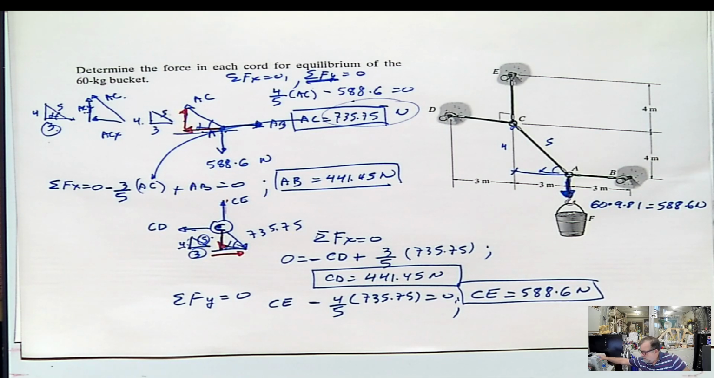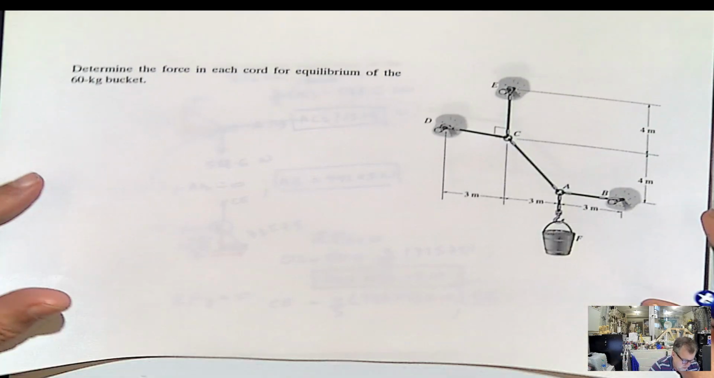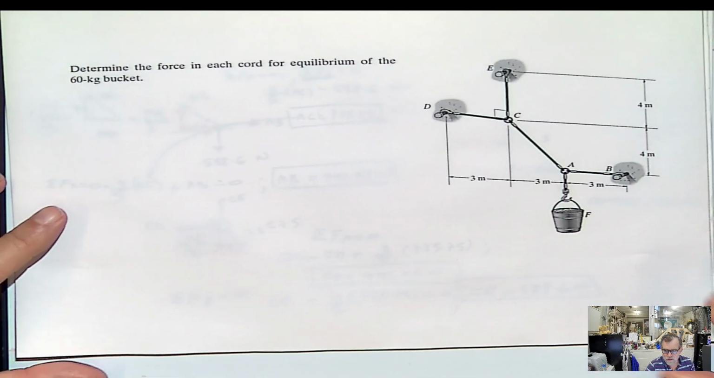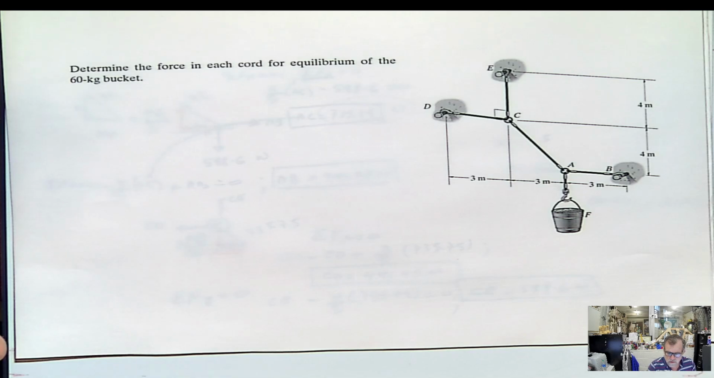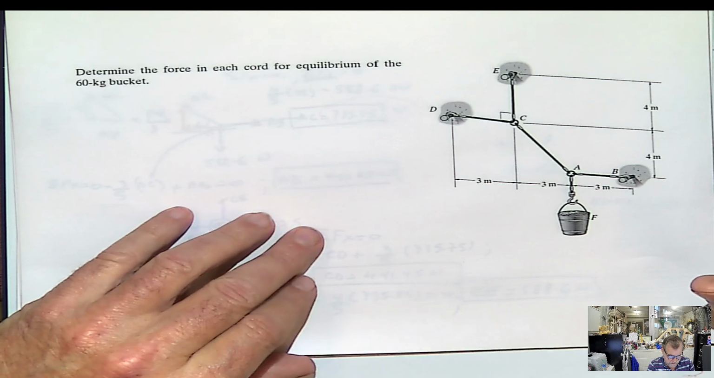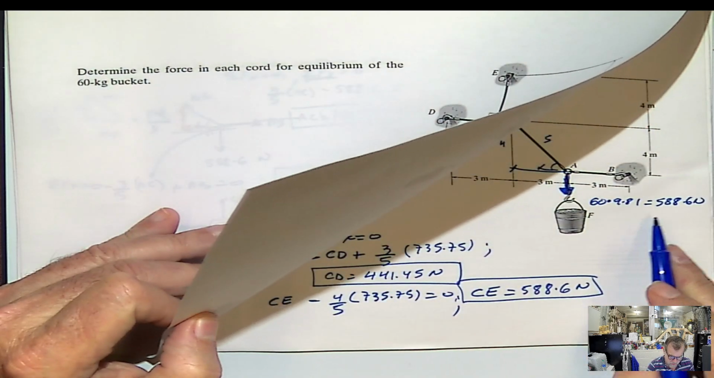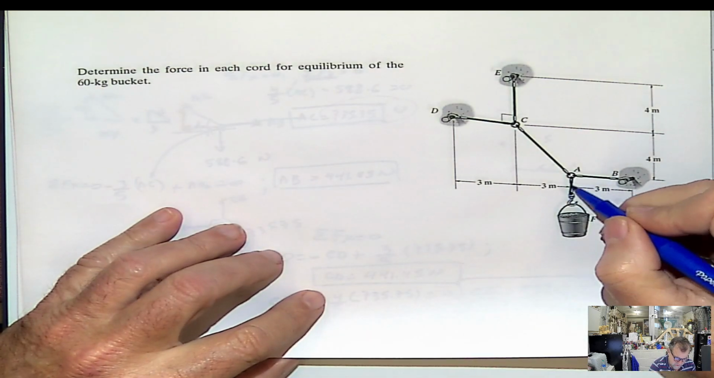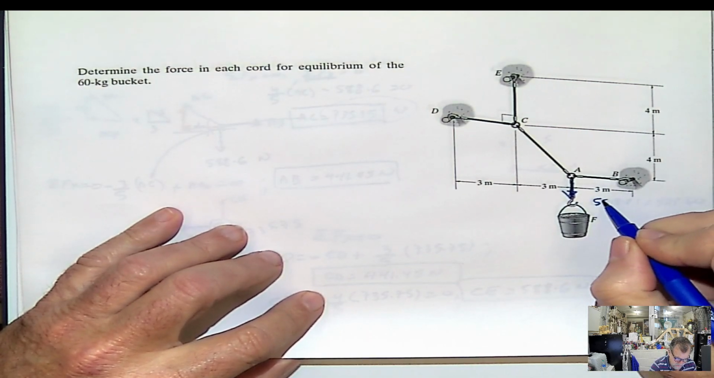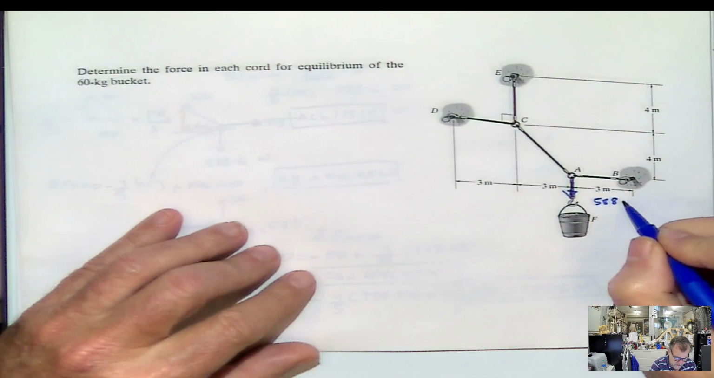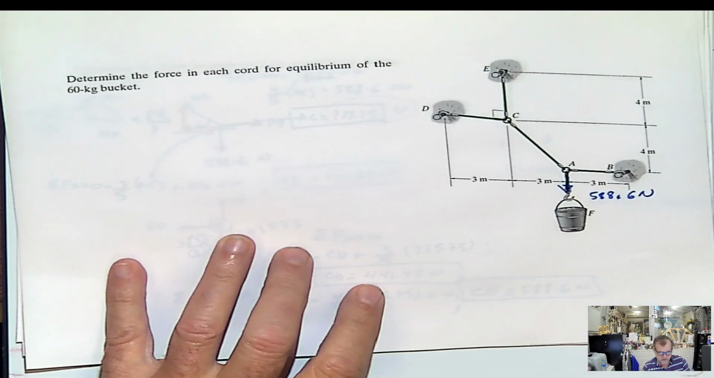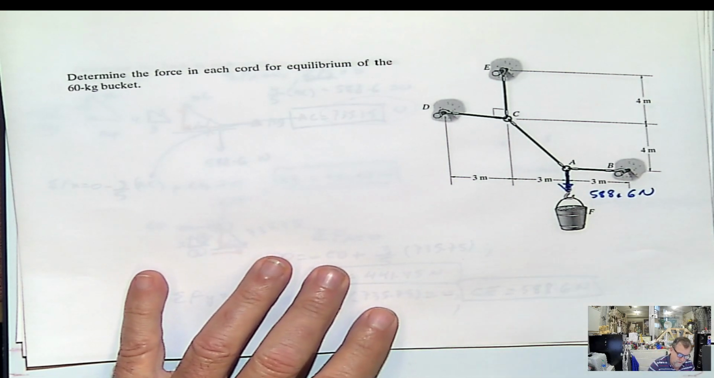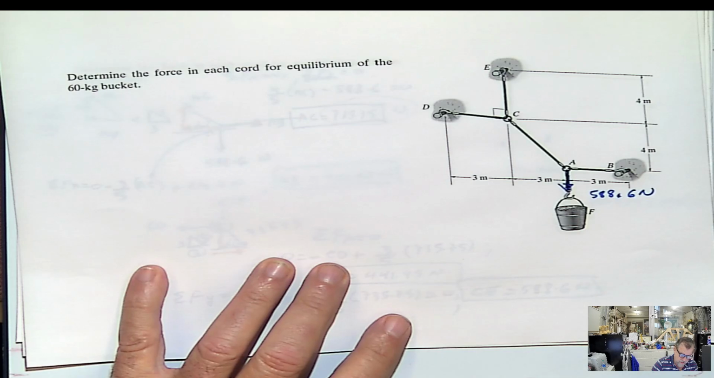Now, at the beginning, I mentioned something about, let's suppose that you already know moments and rigid body equilibrium. So look what happens here if you know that. You know this value, 588.6 Newton. Perfect. Now, if you know free body diagram, there are tons of things that you can do here.